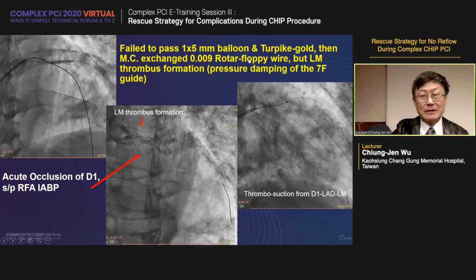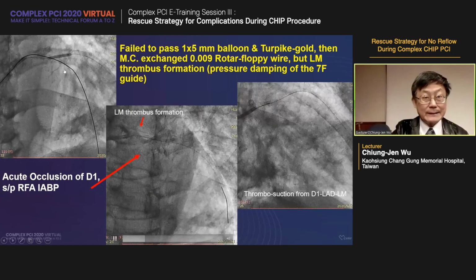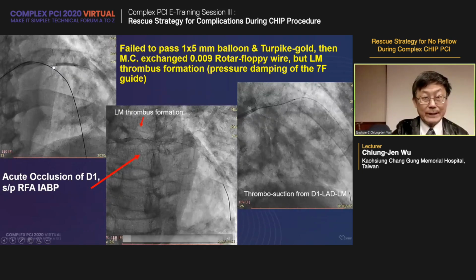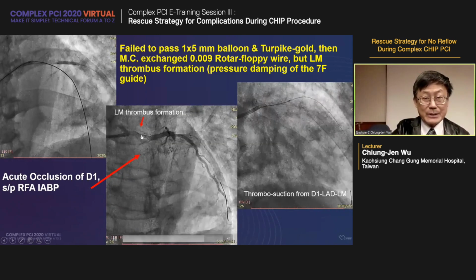We changed to a RotaWire floppy and tried to do rotational atherectomy, but at that moment we had some complications. You can see the acute occlusion in the diagonal branch, and we had to do a dilatation. And you can see thrombus formation in the proximal portion.